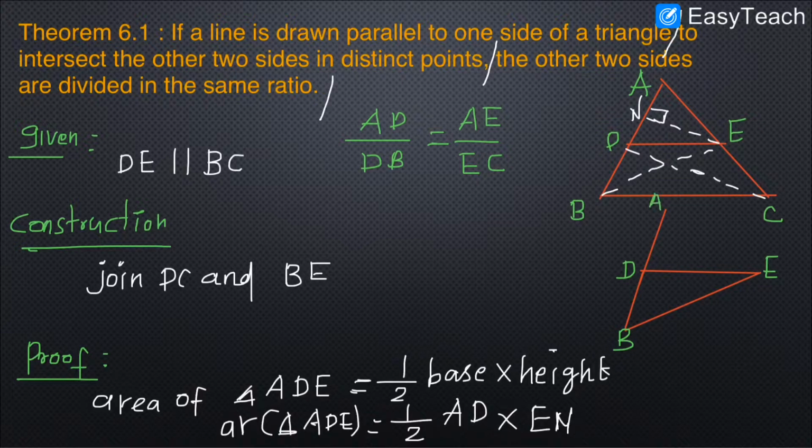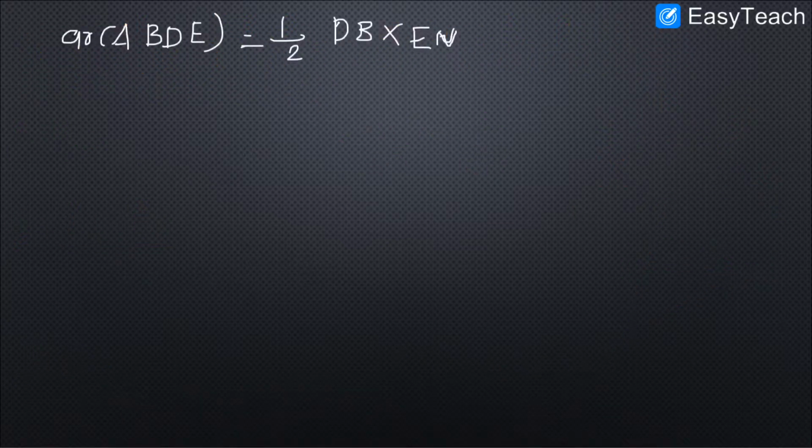Okay, here is A and here is N, here is E. So we can take EN as height for this triangle also, because DB is in the AD line, both are in the same line. So EN is the height for this triangle also.